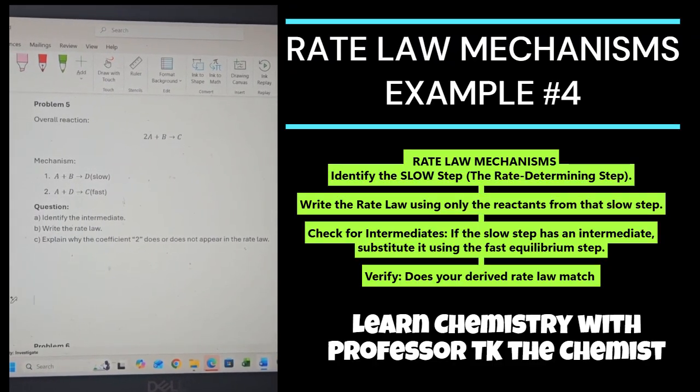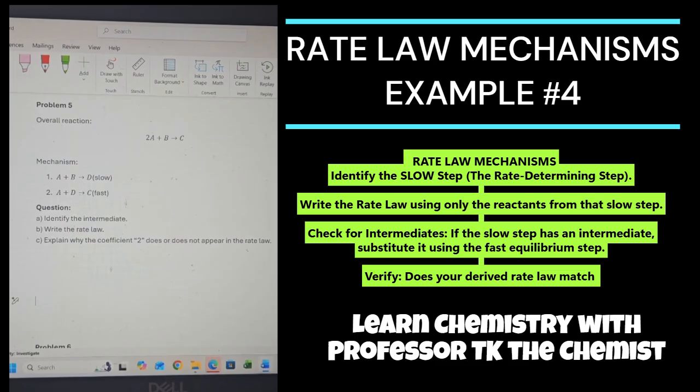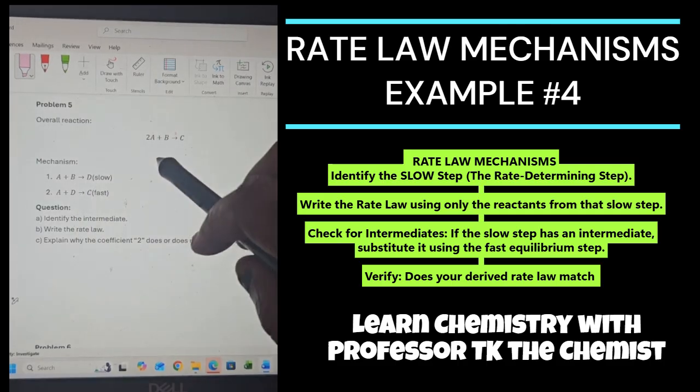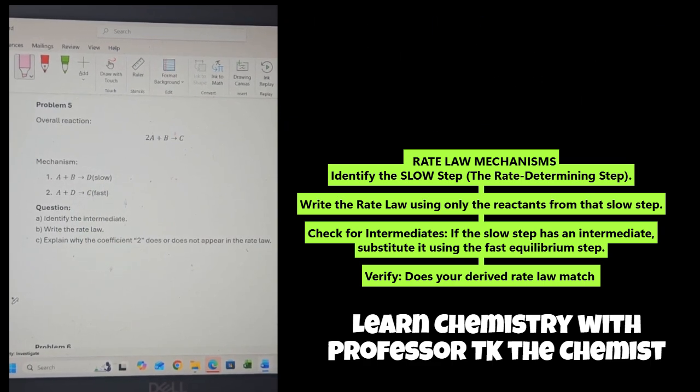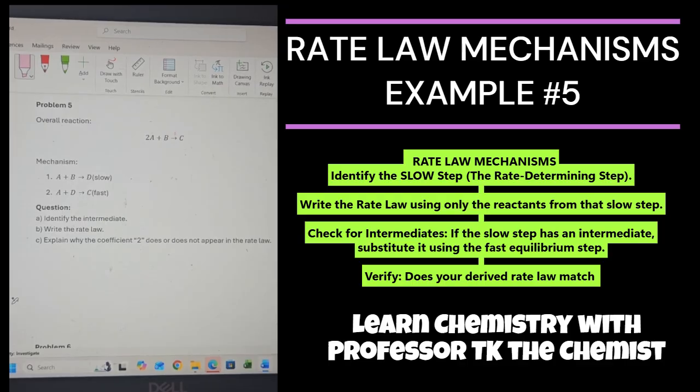Take a look at problem number 5. In this next example here, you've got 2A plus B giving you C. Now, again, I could give you a real example there, and it's going to do the same thing. If I replace these letters with real compounds, which we'll do in a minute, it is the same process. Okay? Now, the mechanism is A plus B going to D, that's slow. But then you got A and D going to C, that's fast.